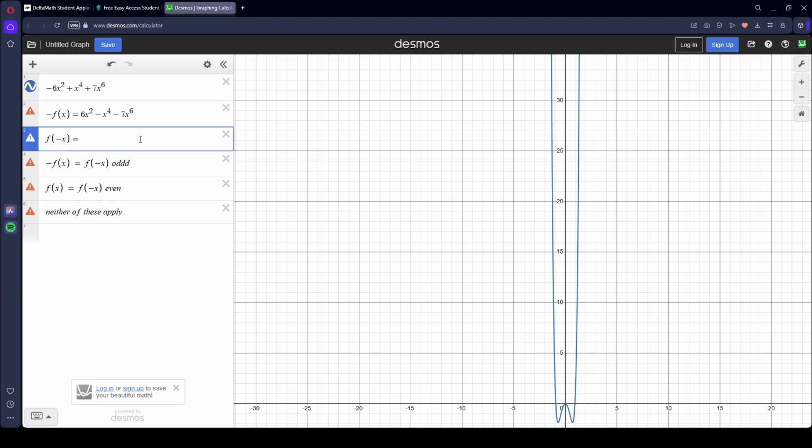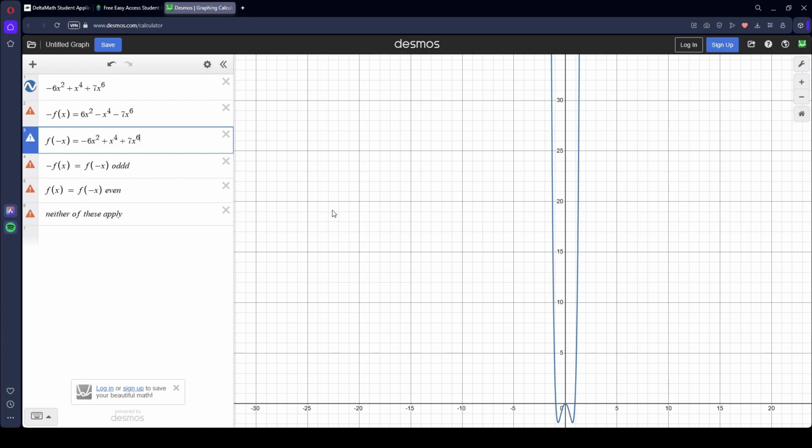F of negative x. 6x. Wait, no. Since negative x, this, yeah. Nice. Negative 6 instead. First one. x to the 4, yeah. Wait, no. Still x to the 4. And negative x to the power 6 is x to the 6. So 7x to the 6. You can clearly see f of x, this one, and f of negative x are the same.